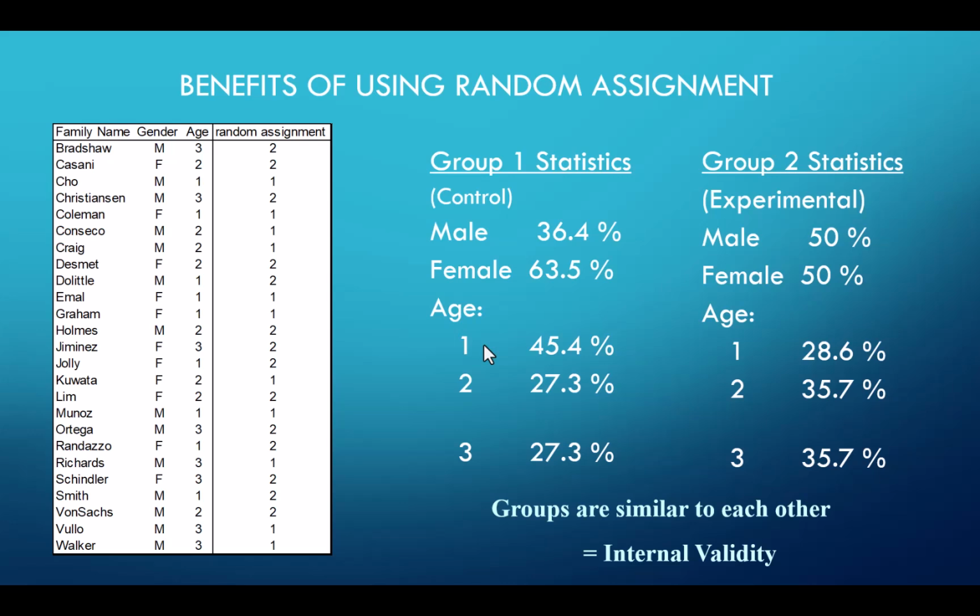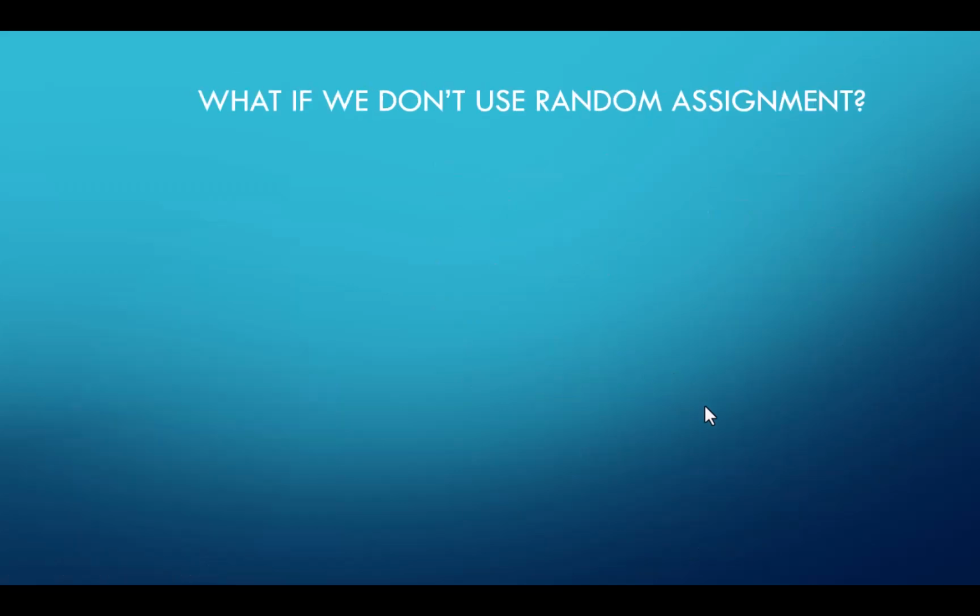So within the experiment, I have validity. I can know that the results of my experiment aren't due to gross differences in the ages between my control group and my experimental group. So what if we don't use random assignment?